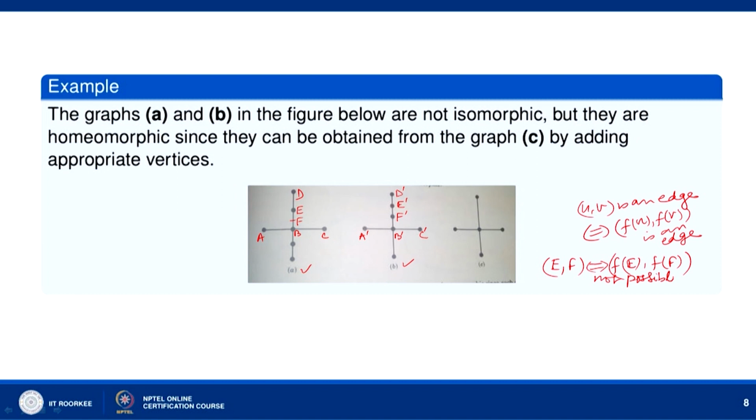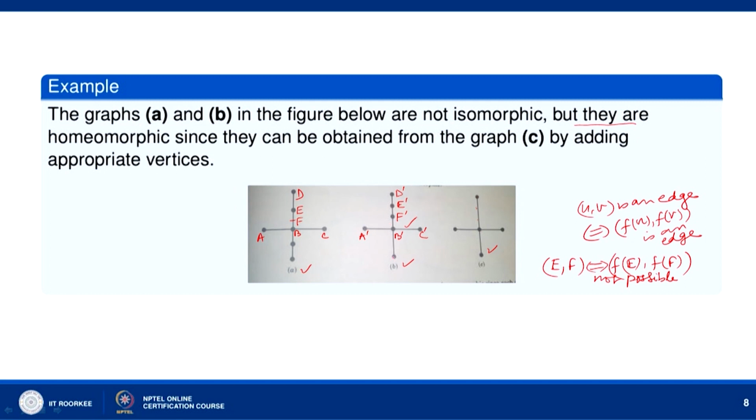We do not have any function f such that whenever uv is an edge of the graph A, f(u)f(v) is an edge of the graph B. So, A and B are not isomorphic. Now, let us see, they are homeomorphic because they can be obtained from the graph C by adding appropriate vertices. If you look at the graph C, by adding one vertex here, one vertex here, you can get the graph B.